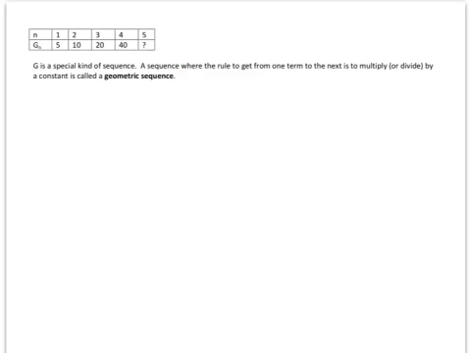And G also has a special name. This is a special kind of sequence. When the rule to get from one term to the next is to multiply or divide by a constant, we call that a geometric sequence.